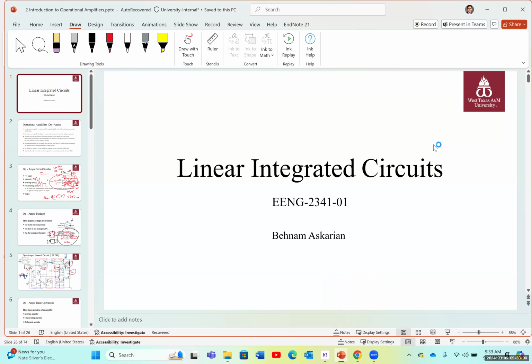So today I'm going to do a quick review of the previous class, which was different parameters and operations of an op amp. And after that, I would continue the parameters of an op amp, such as the frequency response and slew rate and the response time of an op amp.